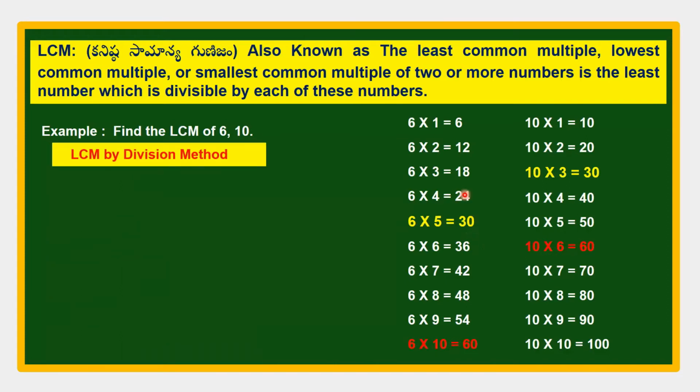Now I'll explain how to find LCM by using the division method. Now I will explain how to find the LCM of 6 and 10. Right. What we have to do? We have to divide the given numbers 6 and 10 by the least prime number. Here the least prime number is 2, which will divide 6 and 10.